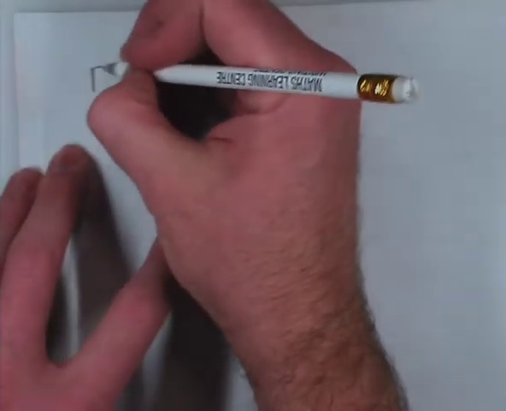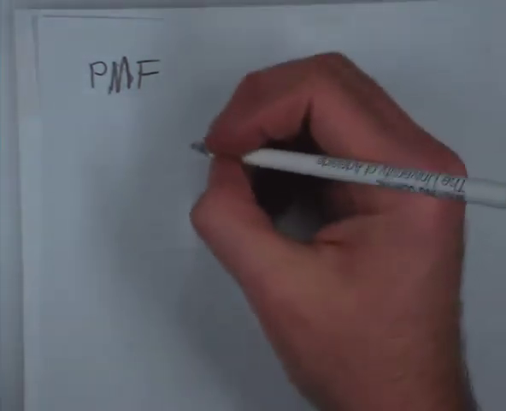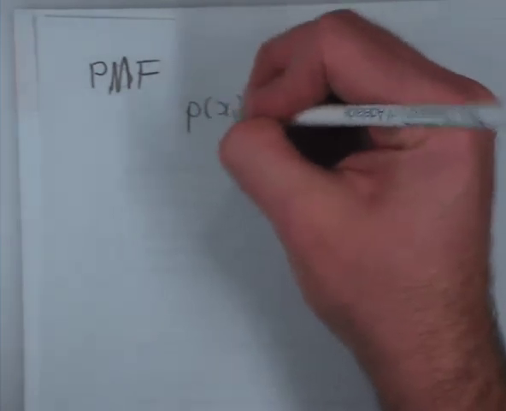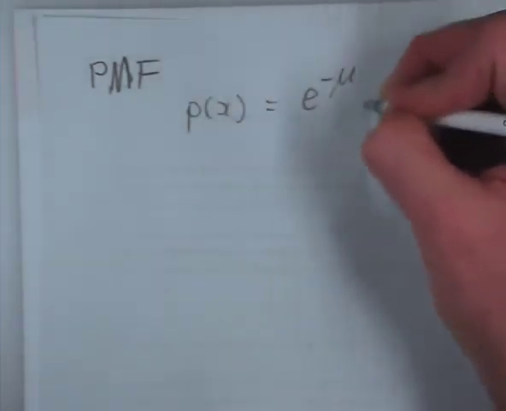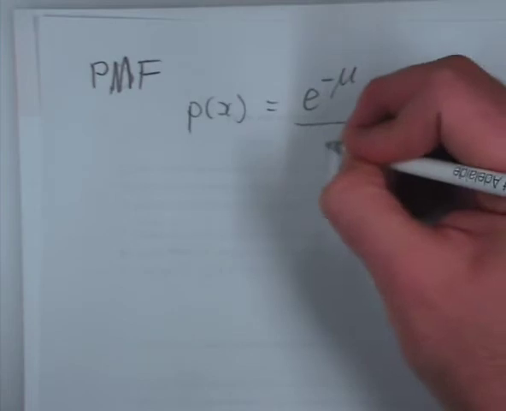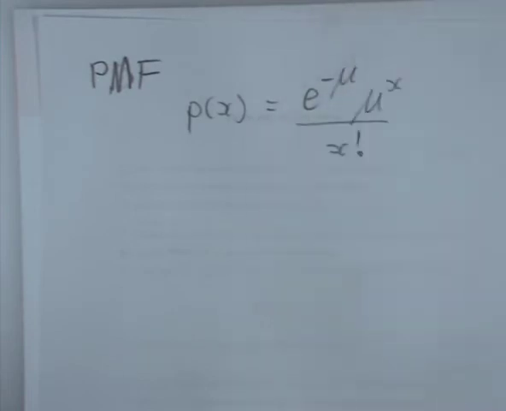So it doesn't have a PDF anymore, because, oh no, it does, it's a PMF, because each number has its own probability. The probabilities get smaller as you go up, but they have their own probabilities, and it's like this. The probability of an x is e to the minus mu times mu to the power of x over x factorial. Yay. And that mu is the average number that you would see in that time.